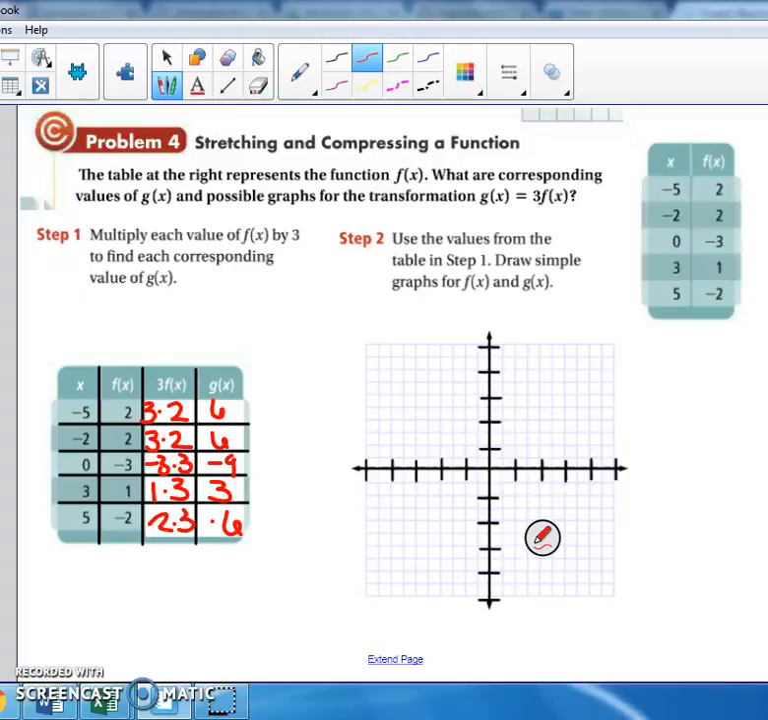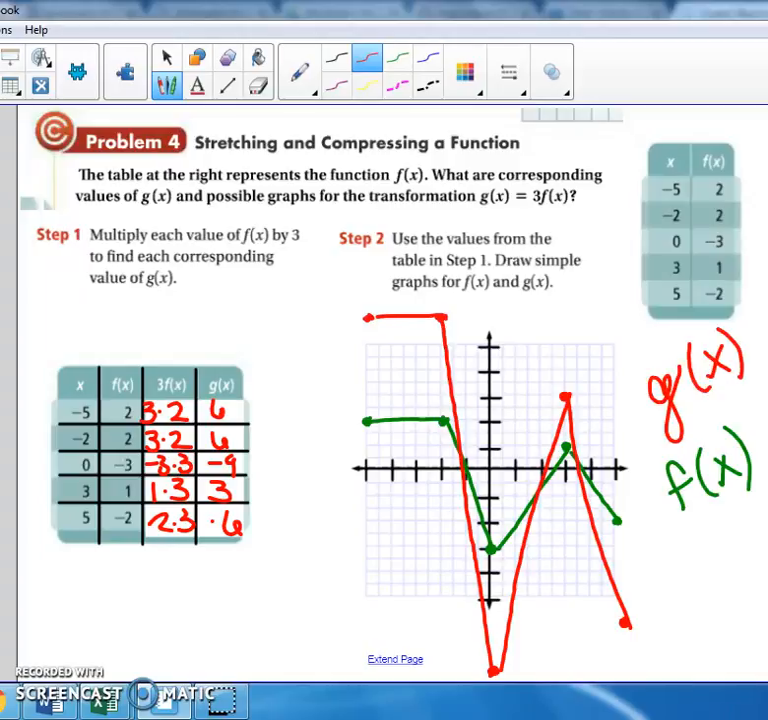And then they want us to graph both f of x and g of x. So go ahead and pause the video and graph these two functions. So I graphed my two functions, my original f of x in green, my transformation of g of x, which was 3 times f of x in red, and you can see how much that red is actually stretched out from the green.